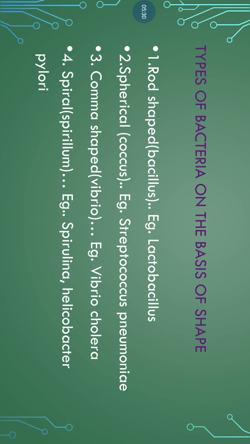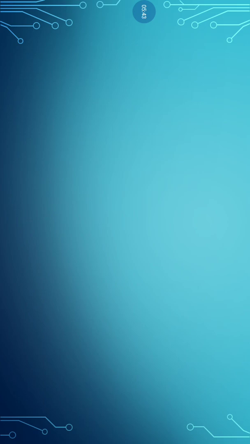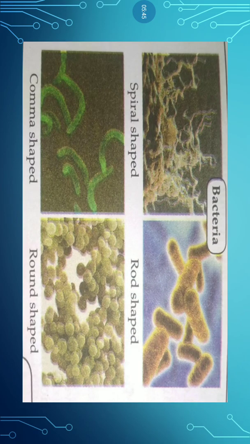So these are the different forms of bacteria, and on the basis of their body shape they have been classified into these types. You should remember at least one example of each. And now we can see the pictures of these bacteria. The first one is spiral-shaped bacteria, which appears like this. Second is rod-shaped bacteria or bacillus. Third is comma-shaped bacteria or vibrio, and the fourth one is round-shaped or spherical bacteria known as Coccus.